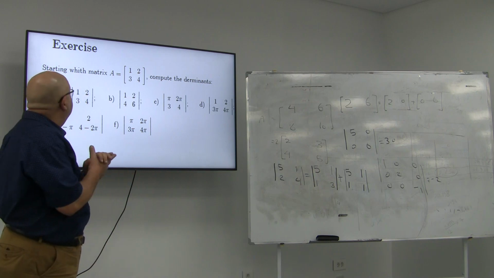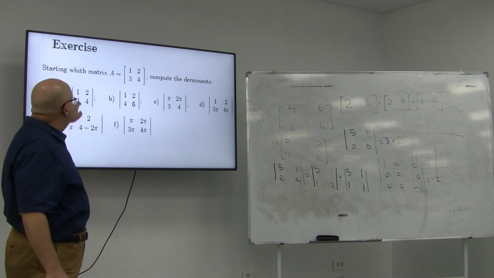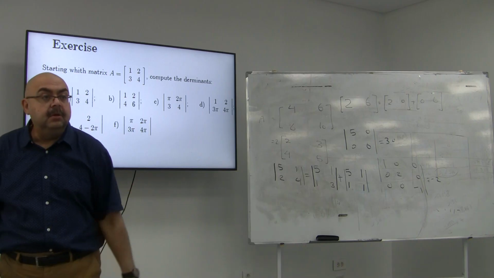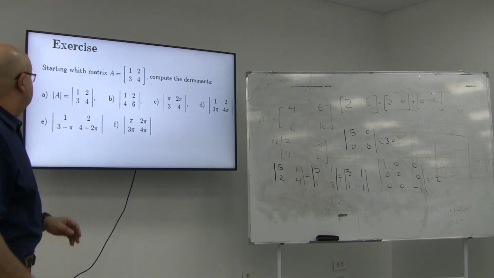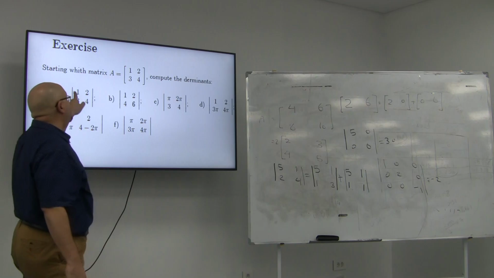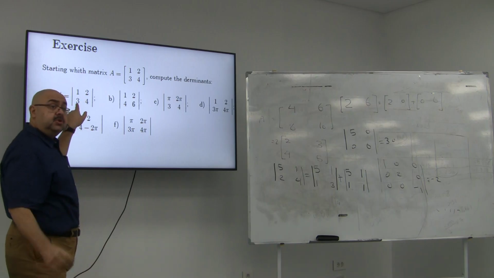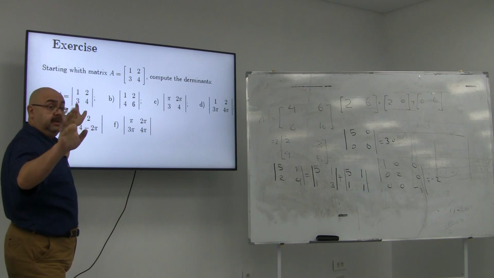Come on, tell me, how do you calculate the first determinant, 1 2 3 and 4? You do 1 times 4 minus 2 times 3. So 1 times 4 is 4 minus 6, so the result will be negative 2. Keep it in mind.